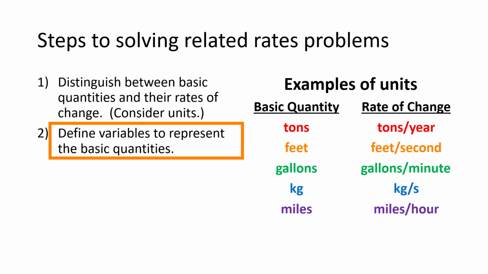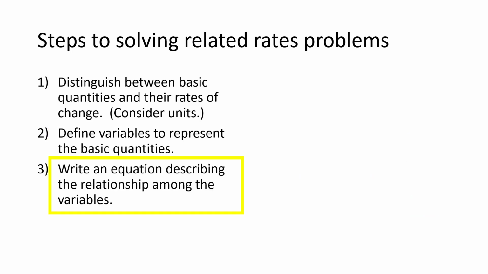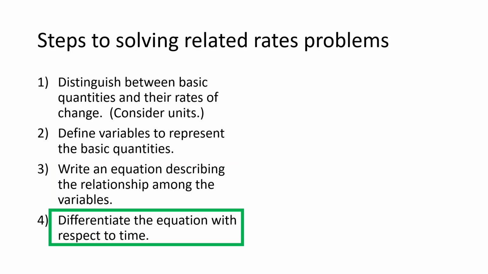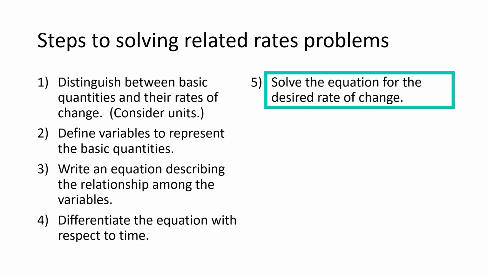Once you have identified the basic quantities involved in your problems, represent each one with a variable. Write an equation to describe how those quantities are related. Remember, at this point we are working with the basic quantities, not their rates of change. When you have the equation, differentiate both sides with respect to time. You may need to use implicit differentiation for this step. After differentiating the equation, solve for the unknown rate of change.